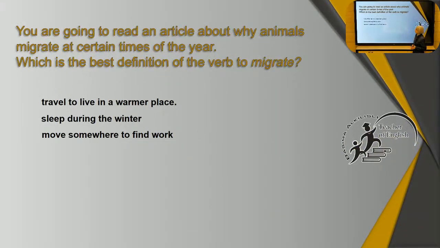Before we read the article, we have a question. You are going to read an article about why animals migrate at certain times of the year. Which is the best definition of the verb to migrate? We have three definitions. You have to choose the best definition for the word migrate after reading the article. Now, the first choice, travel to live in a warmer place, sleep during the winter. The third choice is move somewhere to find work. Okay, now let's move to the article.